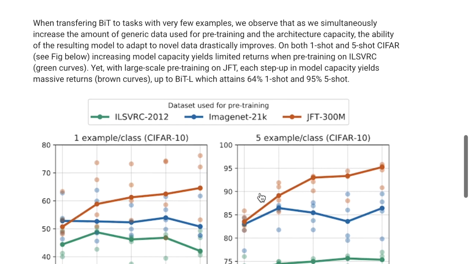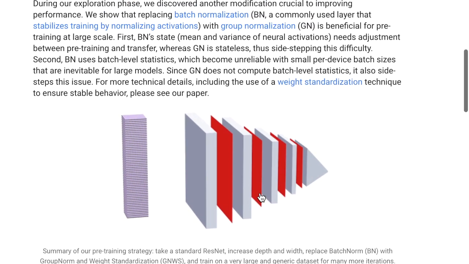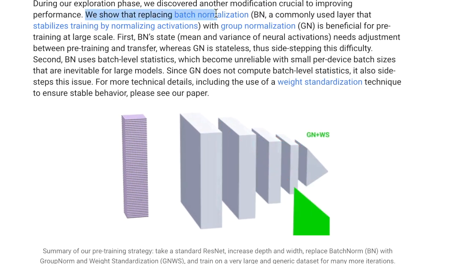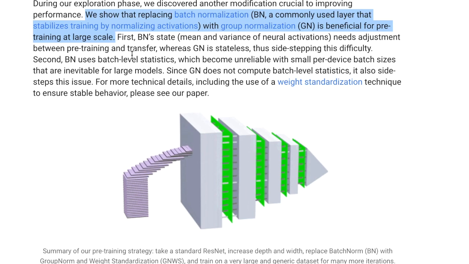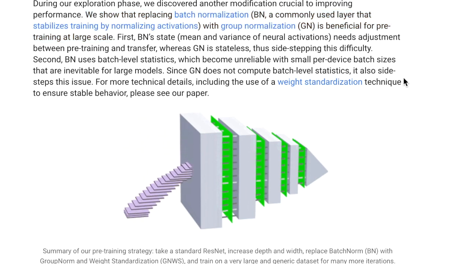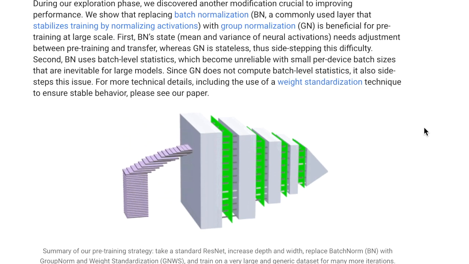The blog post further details findings of the study, such as replacing batch norm with group norm and weight standardization for pre-training at scale, similar to last week's discussion of how Megatron-BERT rearranges the normalization layer for training at the 3.9 billion parameter scale.